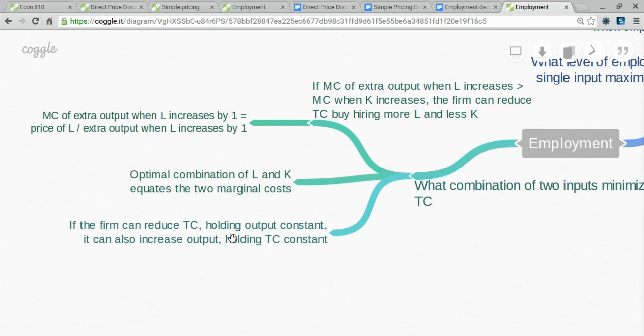It's also true that if the firm can reduce total cost, holding output constant, it can also increase output, holding total cost constant. Anything that lets you reduce total cost, you can also do to increase output. So you maximize output, holding total cost constant, only when the two marginal costs are equal.